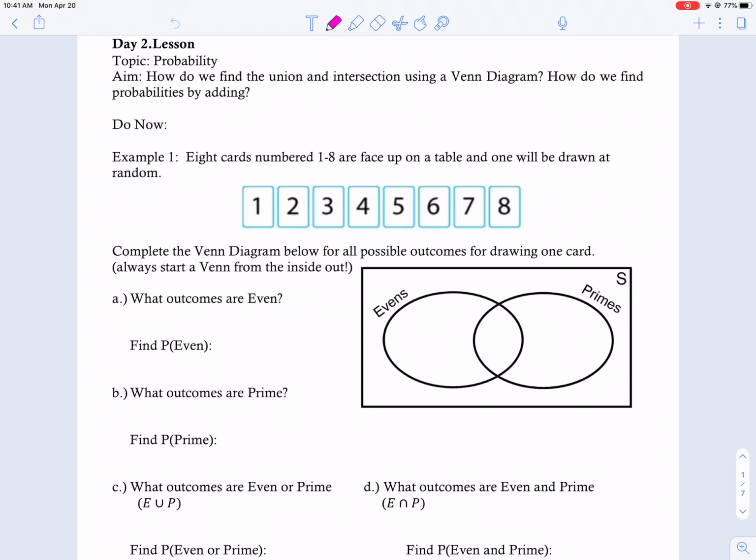Hi everyone, we are continuing with probability and we're talking lesson 2. Today's a really important lesson. We are going to talk about union and intersection using a Venn diagram, and we're going to talk about how we're going to add probabilities.